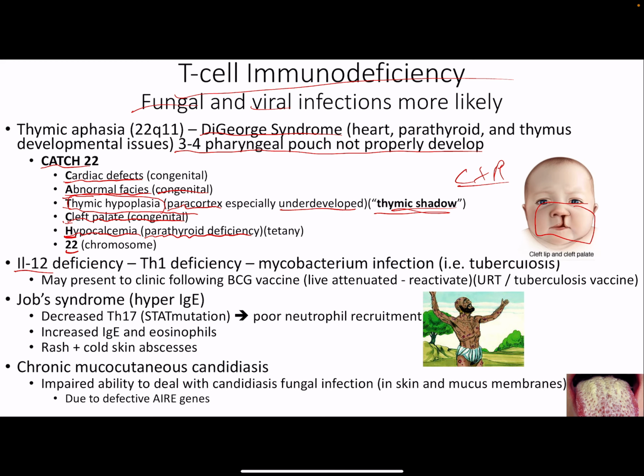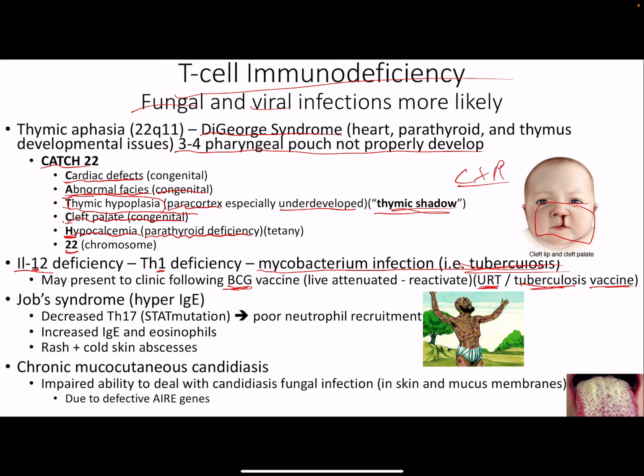IL-12 deficiency. Remember, I think of the 12 as being for Th1 differentiation. Th1 is the cell-mediated response. So it goes and kills cells that have viruses, cells that have cancers, but importantly, what else lives in cells? Tuberculosis, a mycobacteria. So you might get a mycobacteria infection like tuberculosis. So somebody, tuberculosis is going to give them problems, but the BCG is a tuberculosis vaccine.